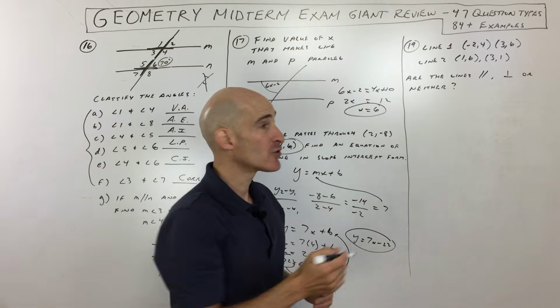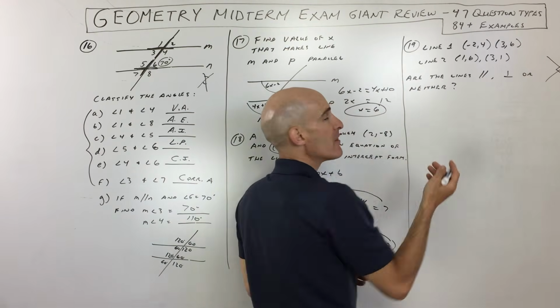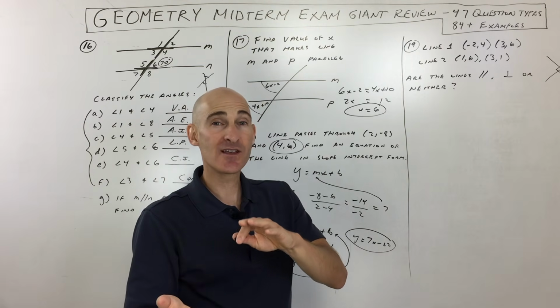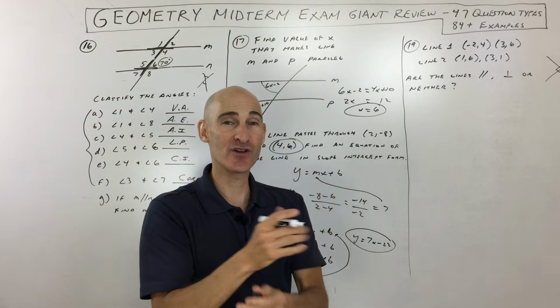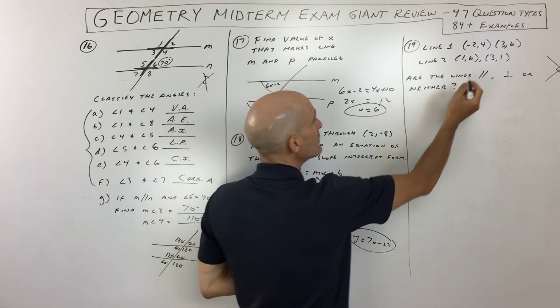But if they're perpendicular, meaning they form a right angle to one another like this, 90 degrees, then the slopes are what we call opposite reciprocals. Like if one is 3/2, the other one will be negative 2/3. So the sign flips and the fraction flips, okay? So let's go ahead and figure out what these slopes are.